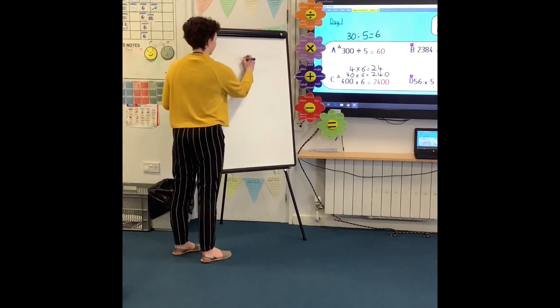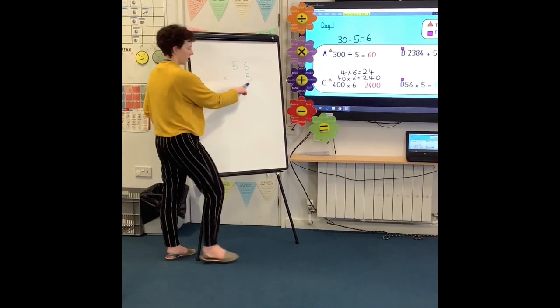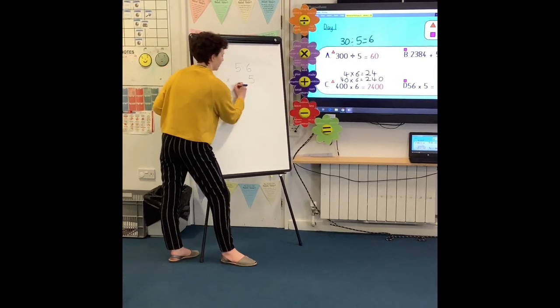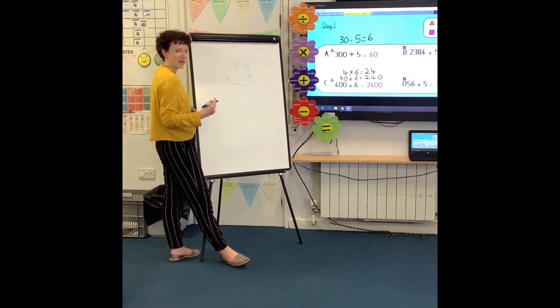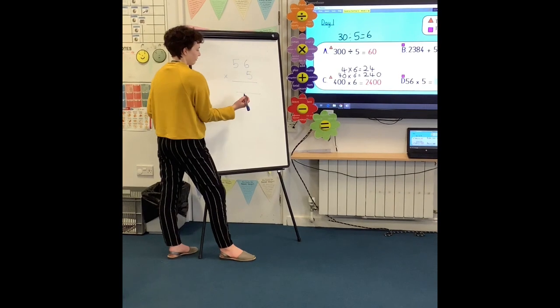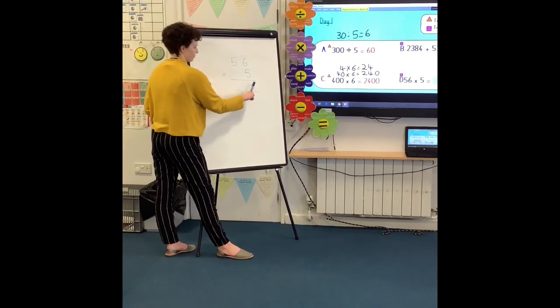And then D, we've got another written method, so 56 times 5. I'm making sure to line up my 5 under my 6 because they are both in my ones column. So 6 times 5 would be 30. So I'm going to regroup my 30 ones for 3 tens. That leaves me with 0 ones remaining.